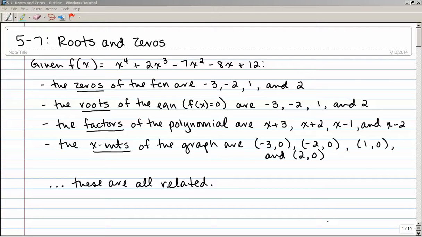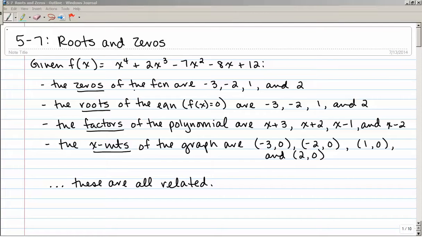Section 5.7 is on roots and zeros. So given the following polynomial function, f of x equals x to the fourth plus 2x cubed minus 7x squared minus 8x plus 12, all of the following things are true.